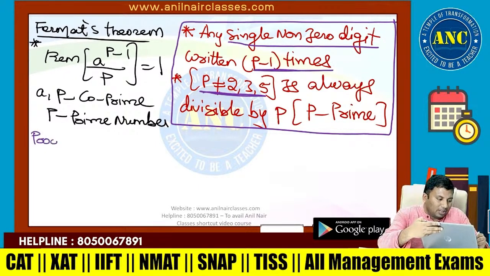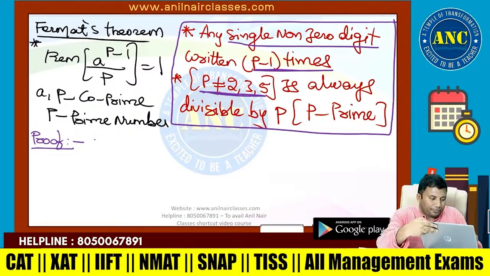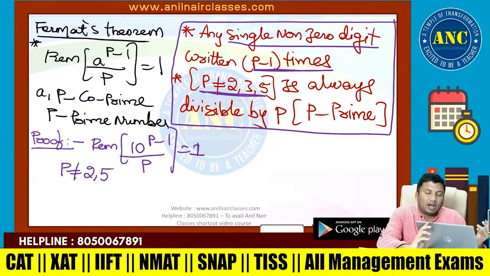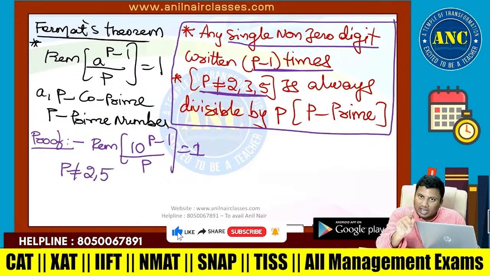Proof. For everything I discuss, I will give you the proof. Please write down. Can I say that 10 power p minus 1 divided by p gives remainder 1 if p is not 2 or 5, because Fermat's theorem is valid when the numerator base and the denominator are coprime to each other. 10 and 2 have a common factor 2, so they are not coprime, and 10 and 5 are not coprime either.